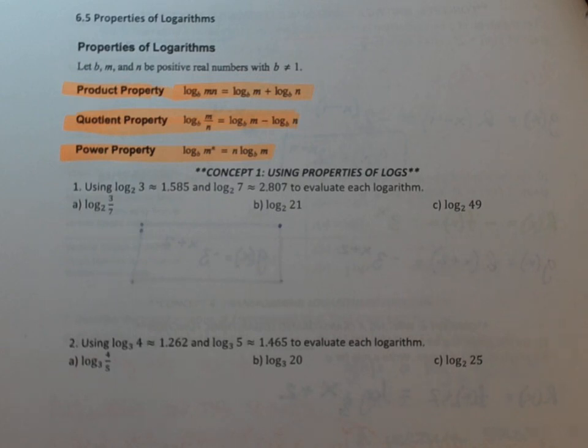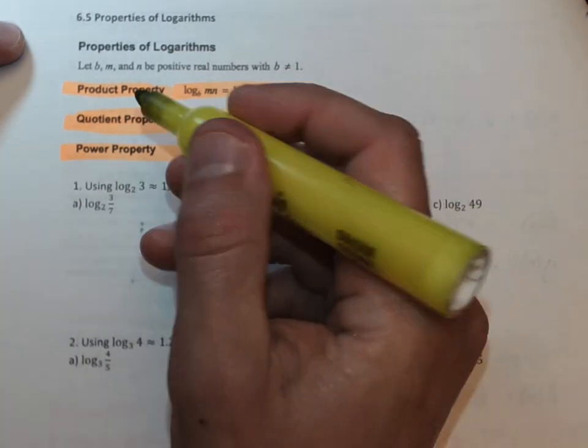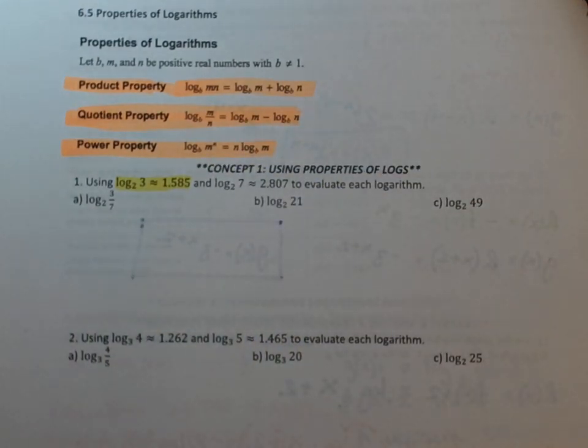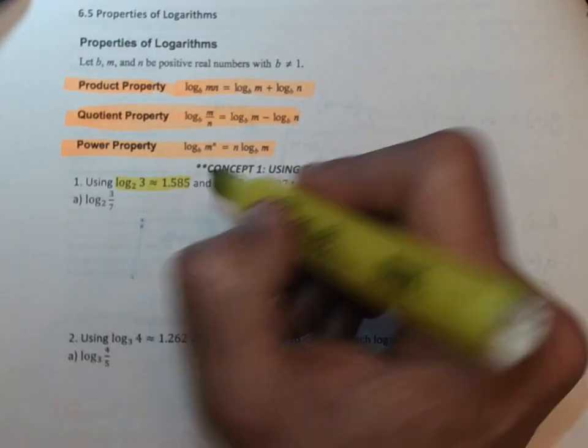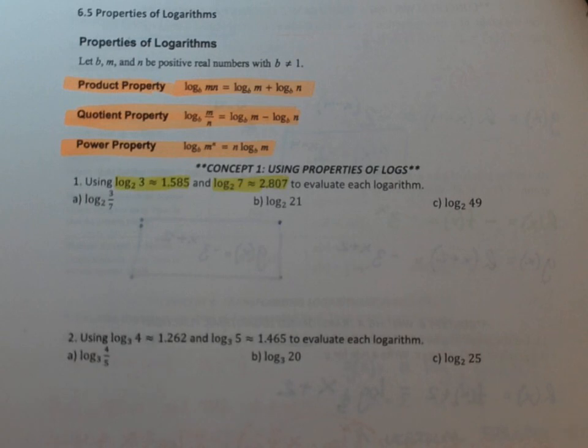Alright, we are going to use these three properties. Pretty interchangeable is what we're doing. Nonetheless, I'm just going to go ahead and start with concept number one, using properties of logs. Okay, so first thing we need to know is that log base 2 of 3 is approximately 1.585, which is given to us. And also, log base 2 of 7 is approximately 2.807. We are going to use those two when working with these expressions here.